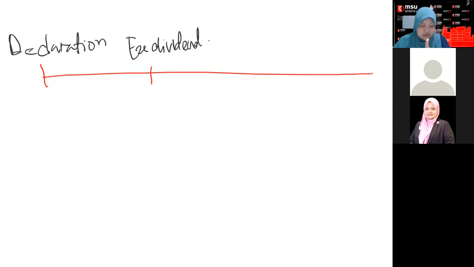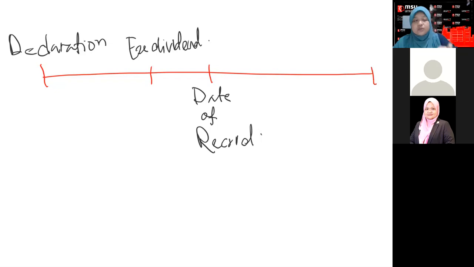After that, there is a date of record. It takes about 2 days after the ex-dividend date. Then after that, it takes about 1 month to 2 months to distribute. So during the date of record, they will record who is going to receive the dividend. And then during the payment date, all the receivers will receive their dividend.